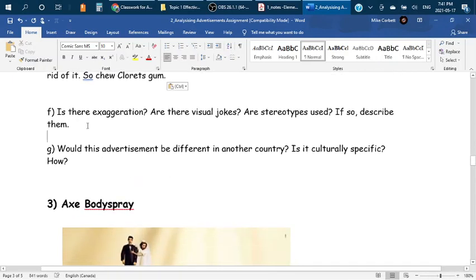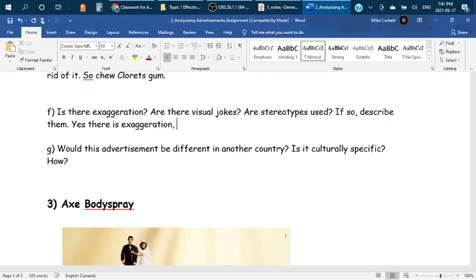Is there exaggeration? Yes. Oh, yes, there is exaggeration. People don't really have socks for tongues. It is a visual joke.